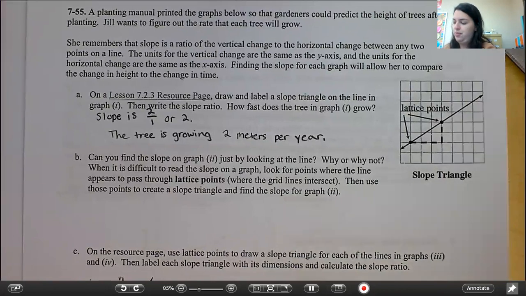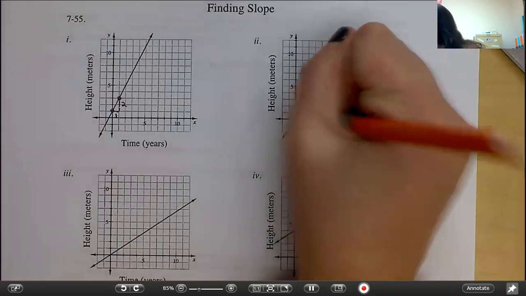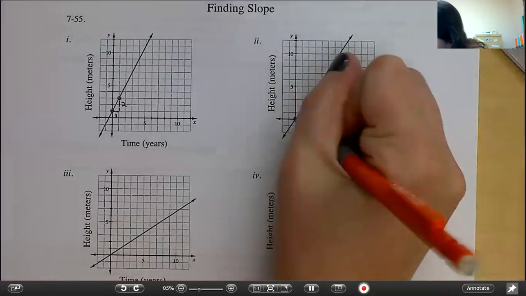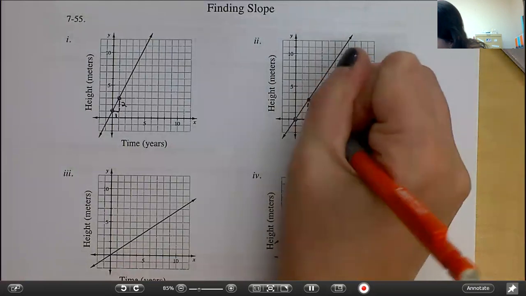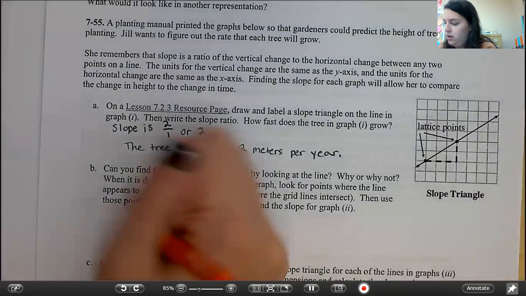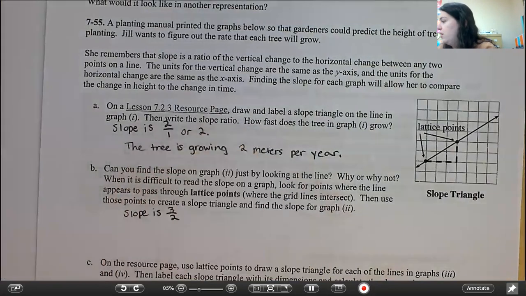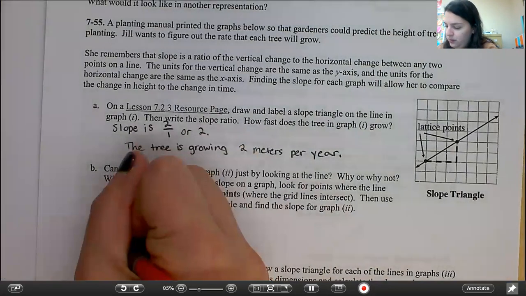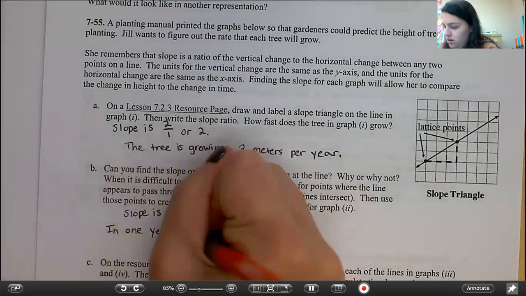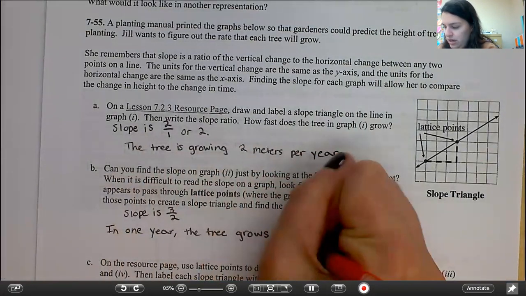Okay, if you're back with me, you've tried part B, so let's take a look. Let's make our lattice points. I'm going to start at 0, 0 because I know it's crossing there, and at that point right there. So connecting my slope triangle, up 3 over 2. So I know that my slope is 3 over 2. So what that means is in 1 year, the tree grows 1.5 meters.